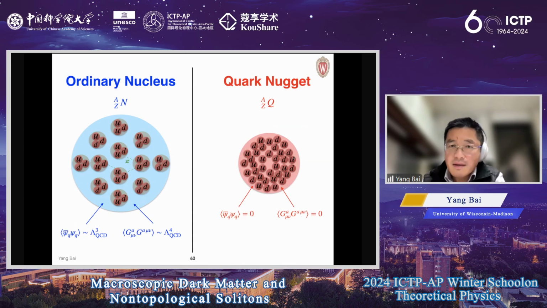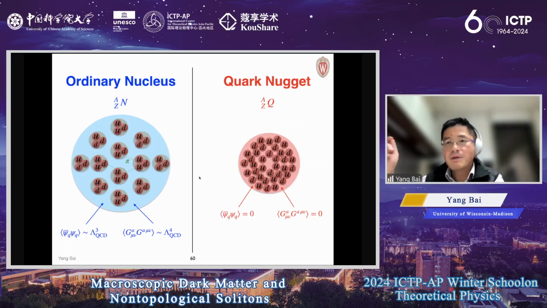Okay, on the right side is the quark nugget. So here I was literally counting the same number of quarks as the left side and putting them together in a smaller radius. But also another important thing is that inside the quark nugget, there is no chiral symmetry breaking, there is no confinement, so they are deconfined. And so that means that they are in different vacuum states, right? So this is very similar to previously when we talked about the QBO, right?